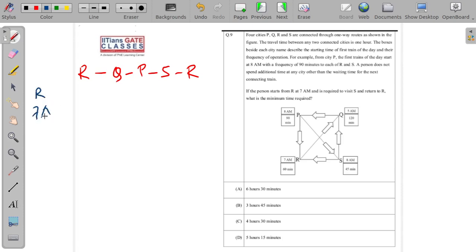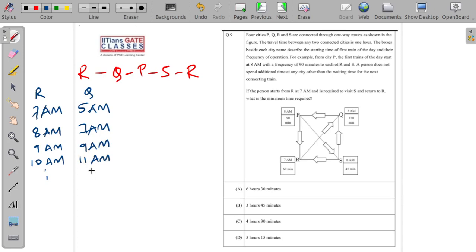7 a.m. Then the next train is after 1 hour, 60 minutes. So 8 a.m., 9 a.m., 10 a.m. and so on. For Q, it is 120 minutes waiting time. I'll just write 5 a.m., then 7, then 9 a.m., then 11 a.m., then 1 p.m. and it goes on.